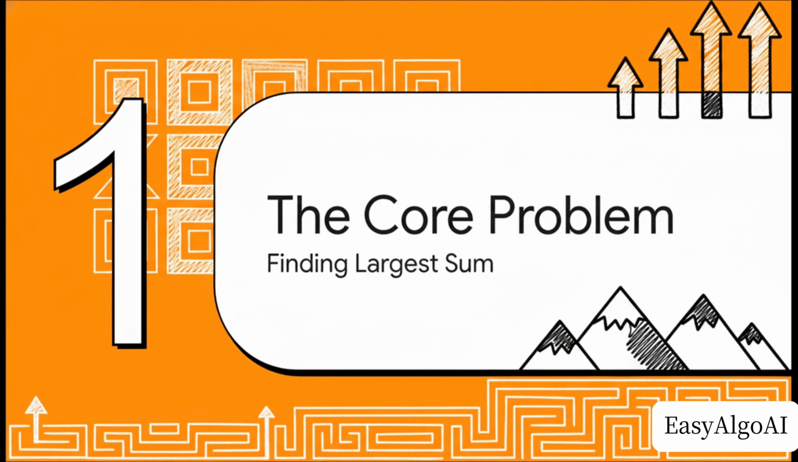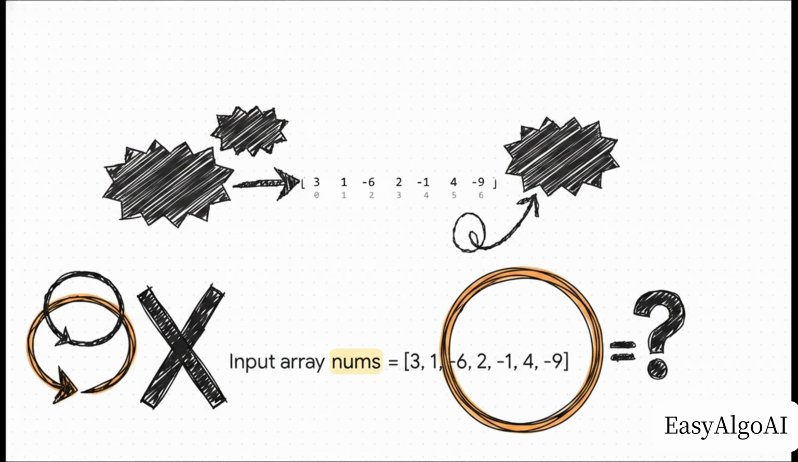Okay, let's dive into Section 1, the core problem. Let's figure out exactly what we're up against here. So, we are handed an input array of integers, right? And our mission is to find the contiguous subarray that gives us the largest possible sum. Now listen, if this array was just packed with positive numbers, this wouldn't even be a puzzle. You'd literally just add them all up and call it a day. But we've got negative numbers thrown into the mix. And honestly, they're the real villains of this story.